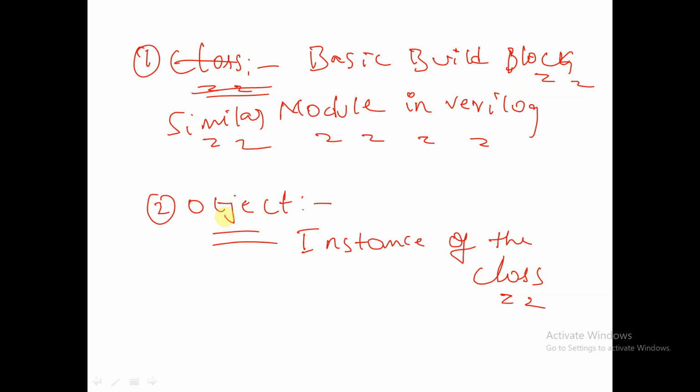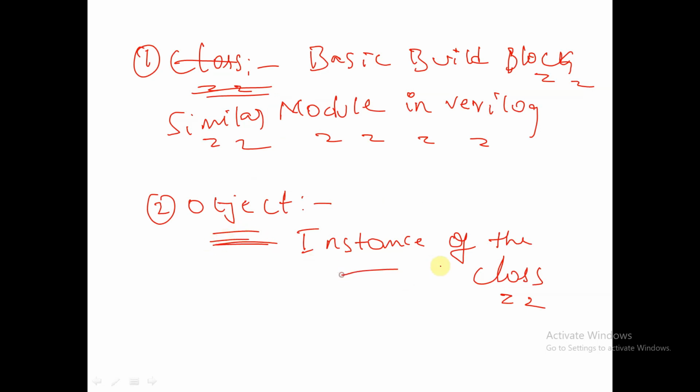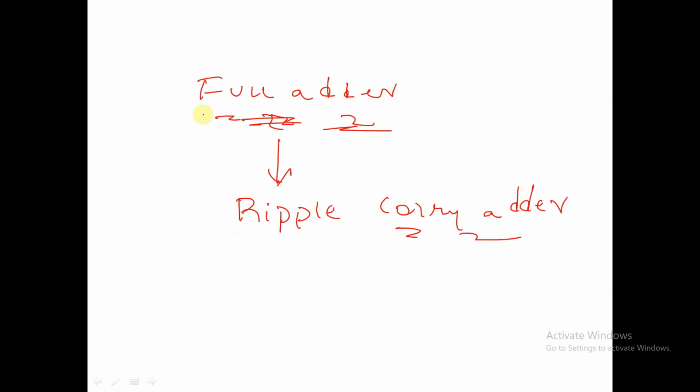So in Verilog, when we need to instantiate a module, we use this full adder. Likewise, this object is also an instance of the class. So remember the definition: object is an instance of the class. We will discuss the object in detail, but for now, remember that object is just an instance of the class, and a class is a basic building block. And coming to handle, the third one, remember the points, remember the terminologies. We will discuss it more clearly. And coming to the handle, it is like a pointer to the object.